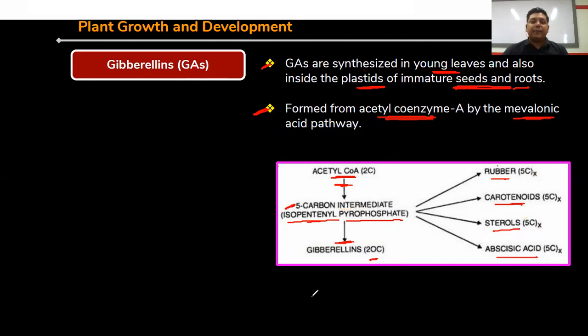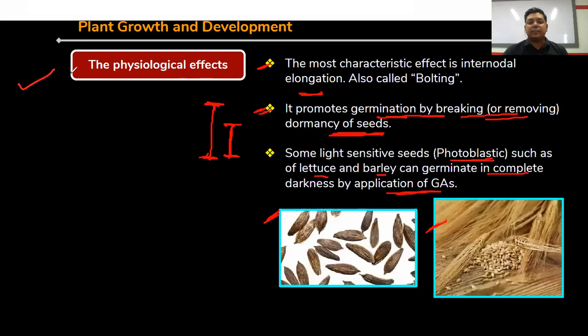Now the physiological effect of gibberellic acid, or the functions of gibberellic acid. The most characteristic effect is internodal elongation, also called bolting. This is very, very important for your exam. So the main function of gibberellic acid is to elongate or increase the internode.